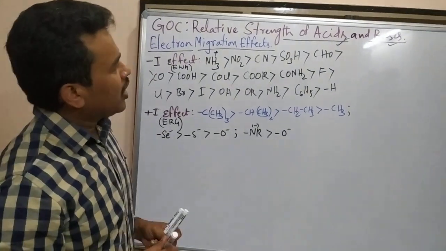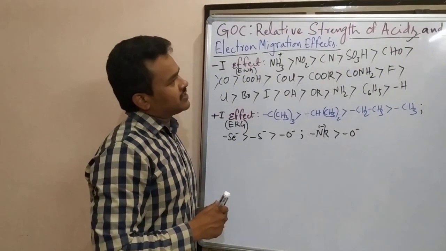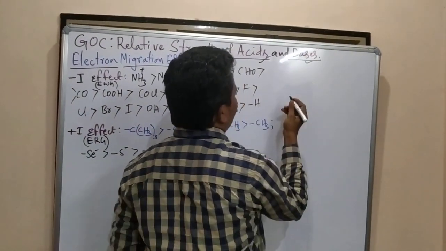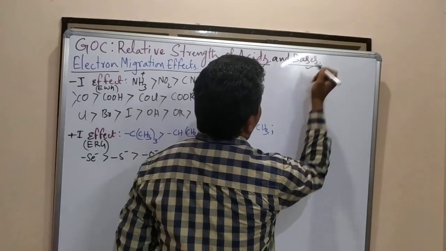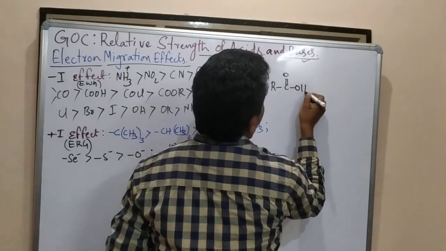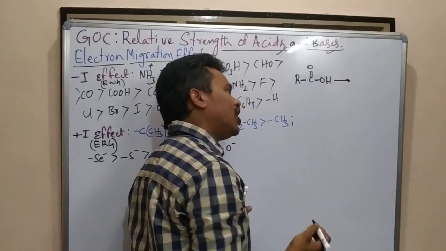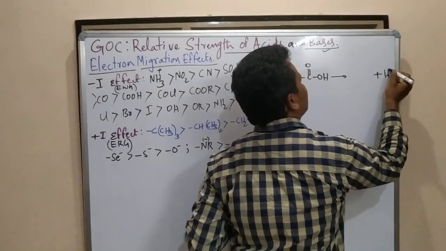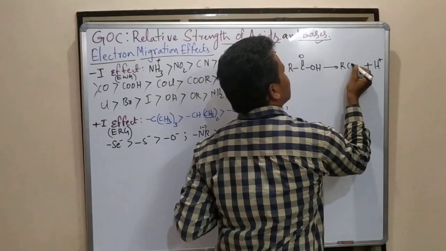Now come here. We are going to talk about relative strength of acids. Any acid I will take. Some acid I will take here. What is the acid? Some R, C double bond O, H. This is an acid I am taking. Why am I calling this an acid? Because a substance which can release H plus, this one you call an acid.